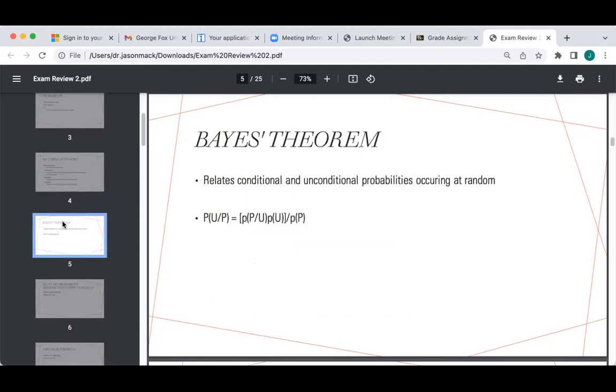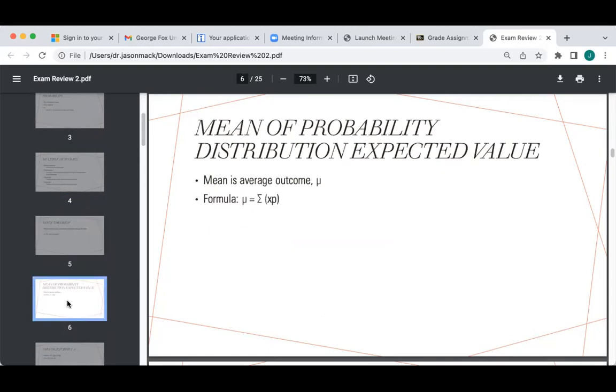For Bayes' theorem, it relates conditional and unconditional probabilities occurring at random. And this is the formula. It looks messy, but that's how I had added it on the computer. The mean of a probability distribution, the expected value, is that sign right here, and it's just the sum of the values times the probability.